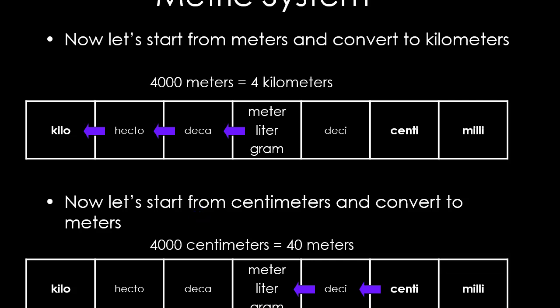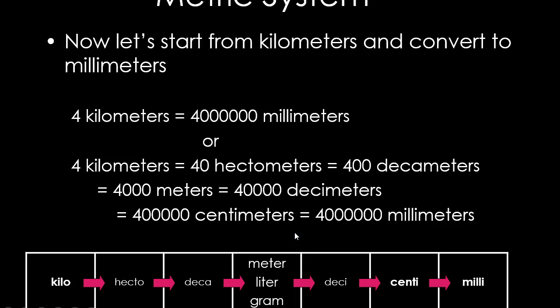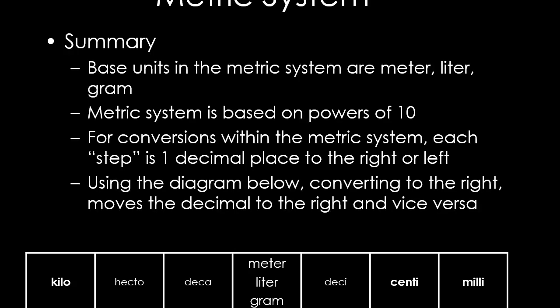So converting from meters to kilometers, again, if I'm moving to the left, I move my decimal to the left. I'm moving my decimal 1, 2, 3 hops, 4,000 meters becomes 4 kilometers. And if I go to the right, I just move my decimal to the right how many times I hop. So if I go from meters to centimeters, that's 1, 2 hops, 5 meters becomes 500 centimeters. And I'm going to skip this because this should be just repetition to you guys. Pause it if you need to.